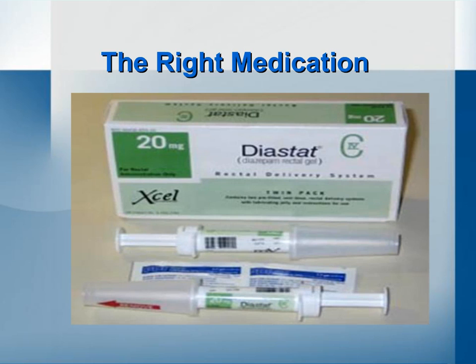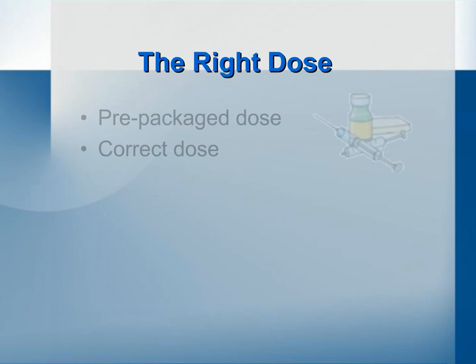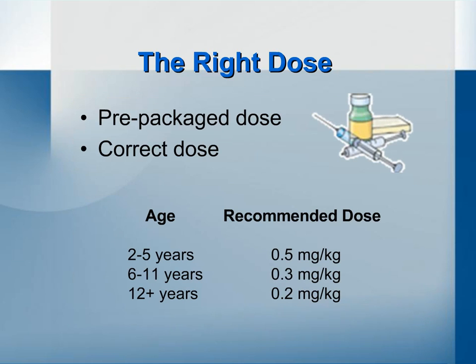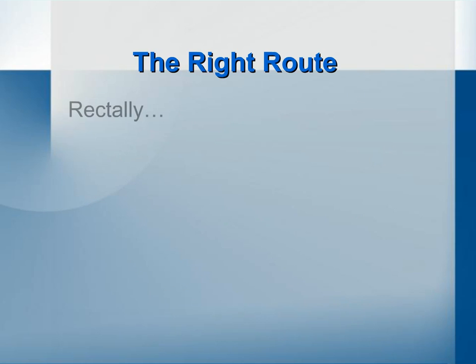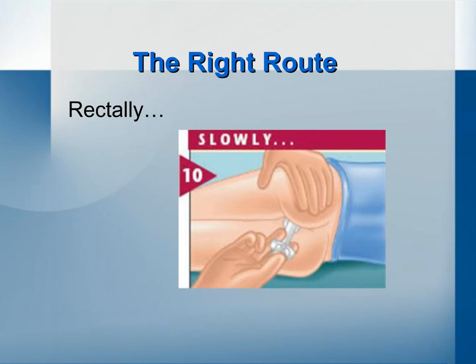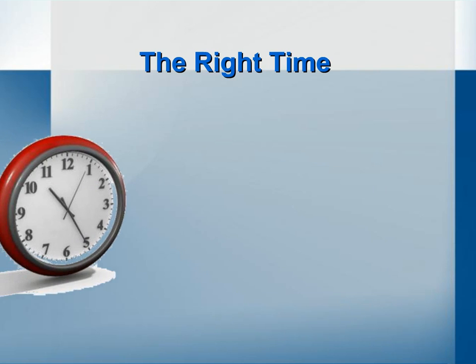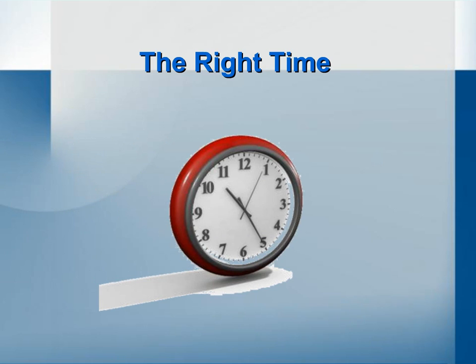Valium is the medication contained in the Diastat AcuDial rectal syringe. Diastat comes in prepackaged, pre-filled, and pre-measured doses for children ages 2 and over and for adults. The physician has prescribed the correct dosage for the child. Diastat is always administered rectally. The time to give Diastat is based on the student's symptoms and instructions from the student's physician in the health management plan.